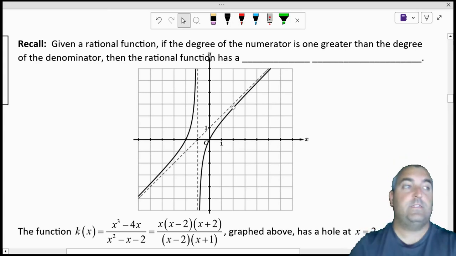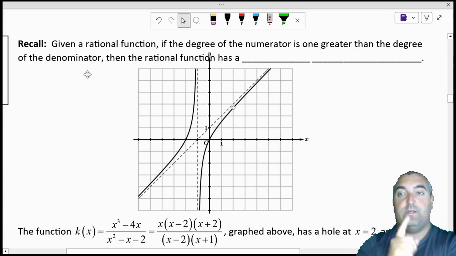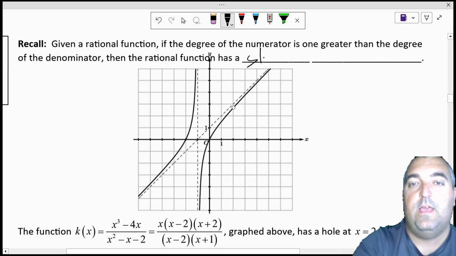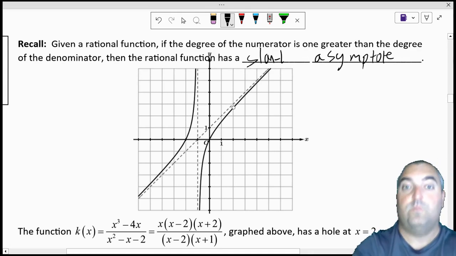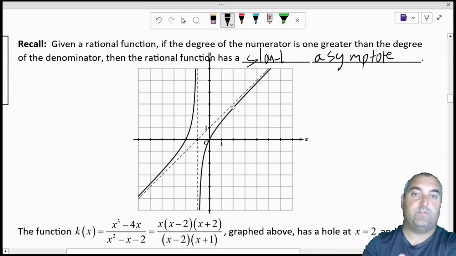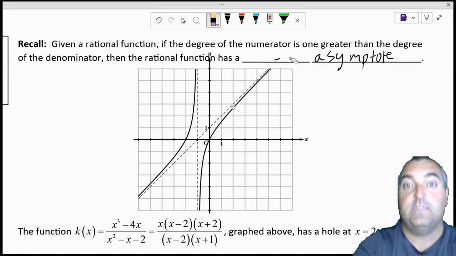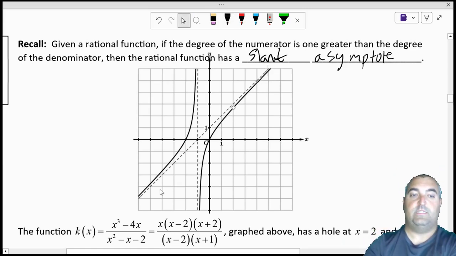Today we're going to continue with topic 1.11, and we're going to look at slant asymptotes today. Given a rational function, if the degree of the numerator is 1 greater than the denominator, then the rational function has a slant asymptote. Okay, so degree 3 over degree 2, degree 4 over degree 3, right? It's got to be 1 bigger, and that is how we get a slant asymptote.